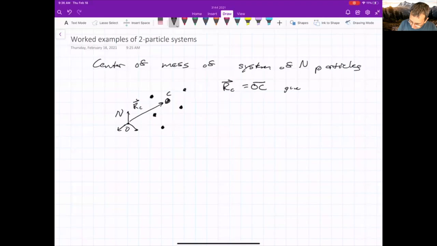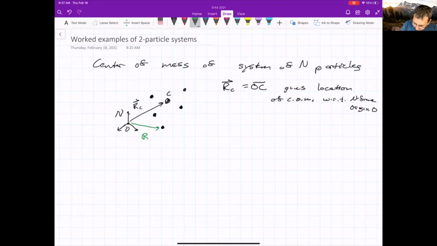So this vector gives the location of the center of mass, or COM, with respect to that inertial frame origin O. The way that the center of mass was defined, it was the mass weighted average of the location of all of the particles. So if you remember, R_C is 1 over M, the total mass, sum from 1 to n of the locations of each of the particles, capital R_i, with the mass in front, m_i.